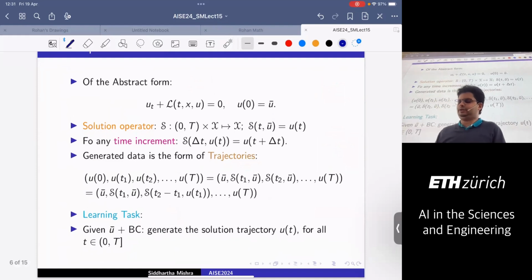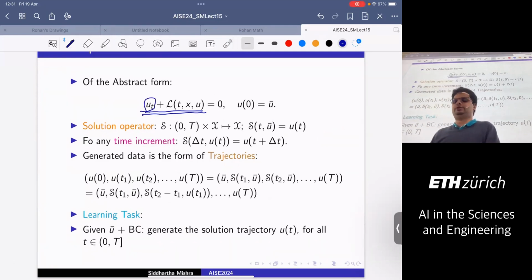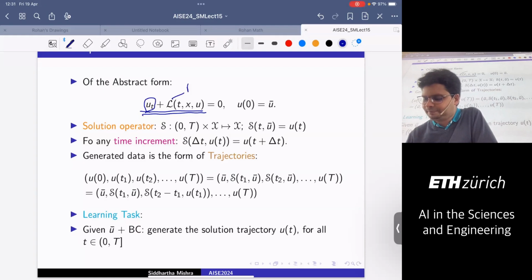So you start with this, the abstract form of the PDE. I have taken a first derivative in time here, but second derivative is no problem, because you can always reduce a second derivative into a first derivative, or a third derivative into a first derivative, by considering systems, okay? This L here is your differential operator.